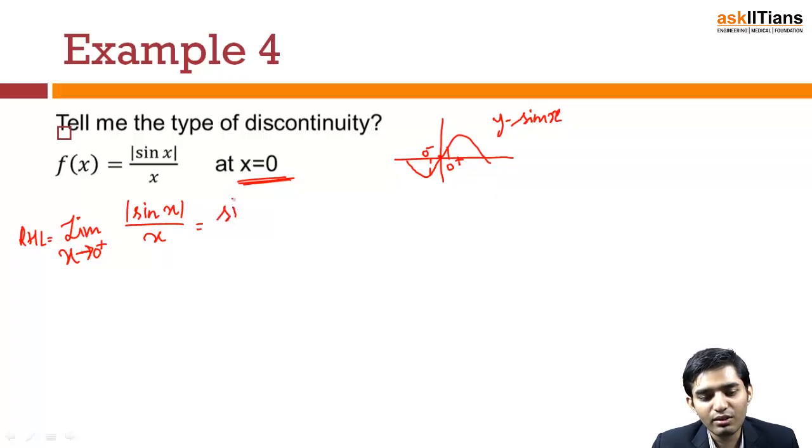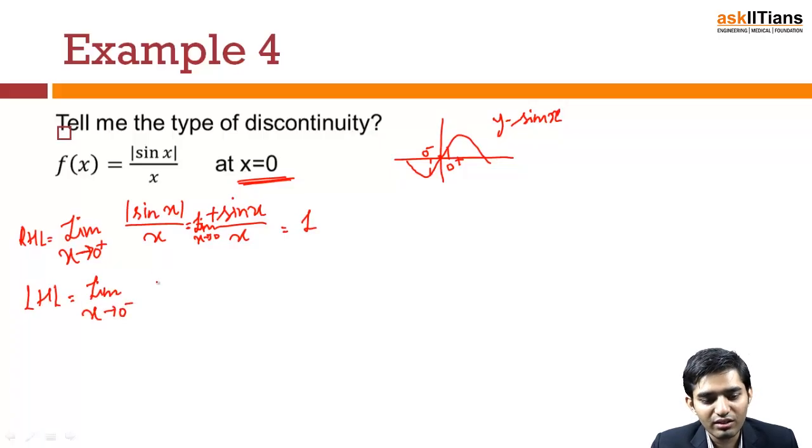So basically here the mod will open with a plus sign, because sin x is positive. So sin x by x, and what will be the limit x tending to 0? This will be 1, sin x by x. And similarly, what will be LHL? LHL will be limit x tending to 0 minus of mod of sin x by x.